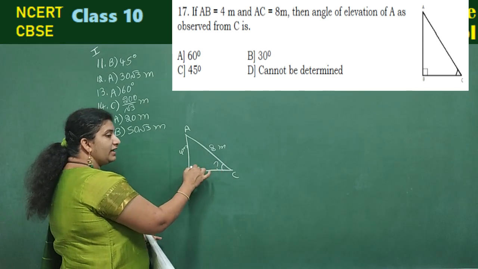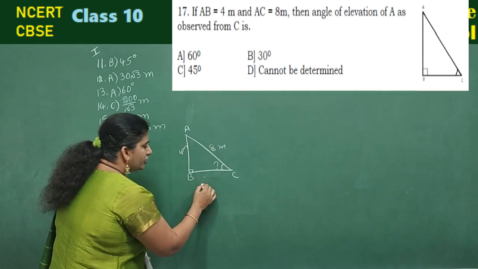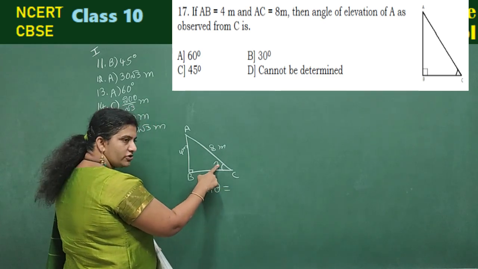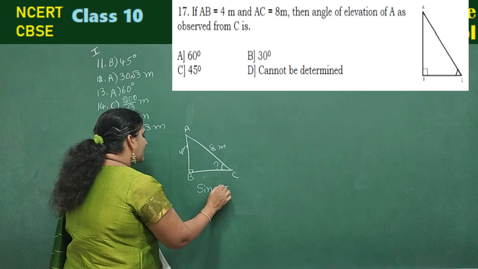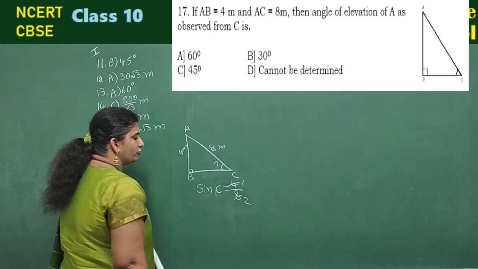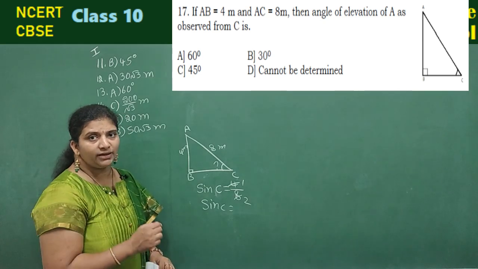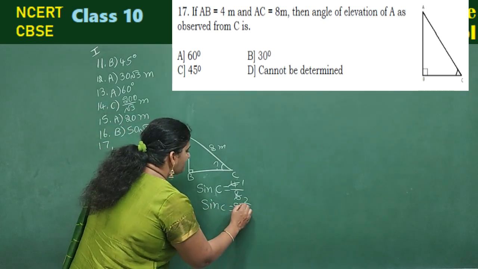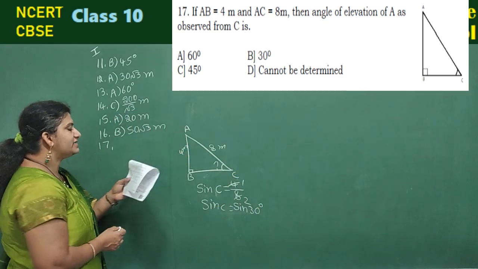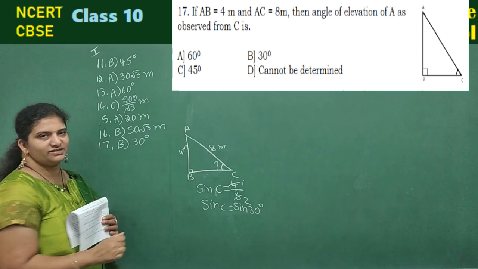Observe what you can see in a right triangle. The angle is here, with opposite and hypotenuse. Opposite and hypotenuse means the sine ratio. Sine theta, or sine C you can say. Sine C is equal to opposite by hypotenuse. 4 ones are 4, 4 twos are 8. Sine C is equal to 1 by 2. In the trigonometric ratio table, where do you get 1 by 2? Sine 30 degrees. Therefore, this angle C is equal to 30 degrees. Check the correct option here. Option B, 30 degrees is your answer.